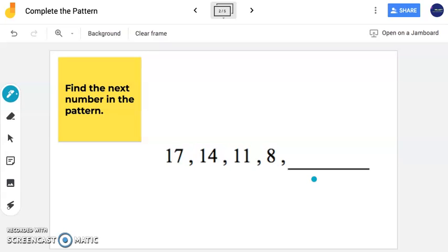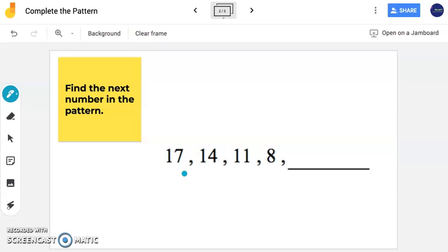Now, my first recommendation to you is looking at the pattern and see, are my numbers increasing or decreasing? In this pattern, our numbers are in fact decreasing. That means our rule is either going to be division or subtraction. So we're going to look at the first two numbers in our pattern. We have 17 to 14. So you might think 17 divided by something gives you 14, and you might not be able to figure out what number that would be.